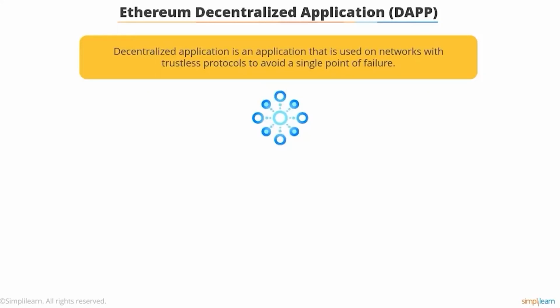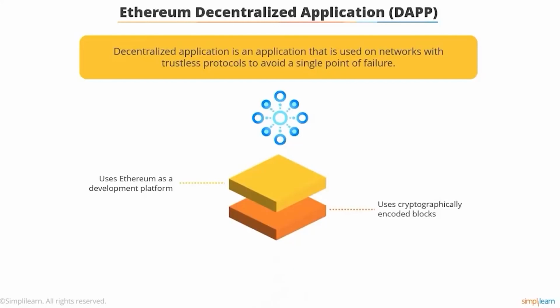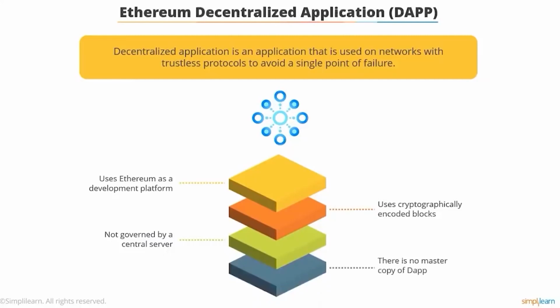Some properties of dApps are as follows. It uses Ethereum as a development platform. It uses cryptographically encoded blocks. It is not governed by a central server, and there is no master copy of dApp. Let's talk about the advantages of dApps now.